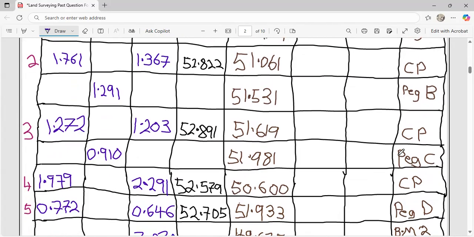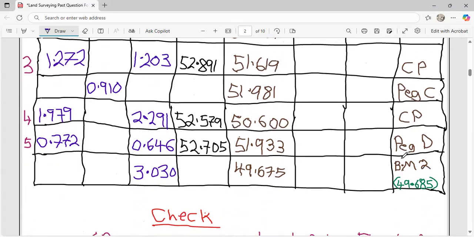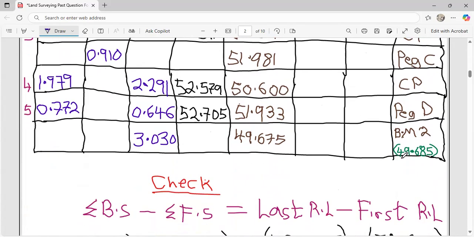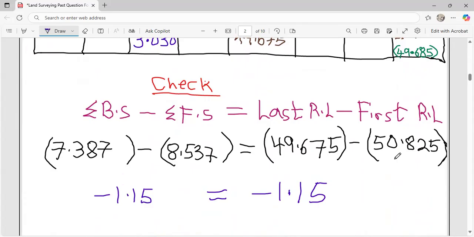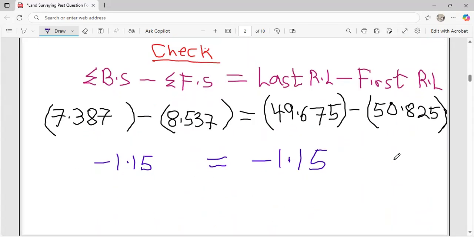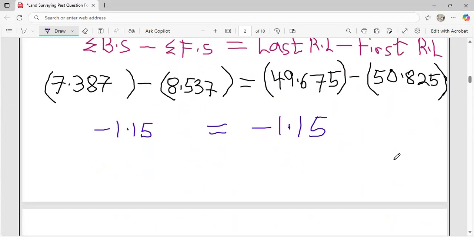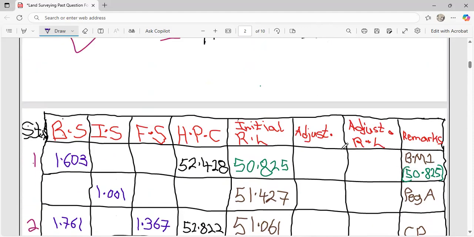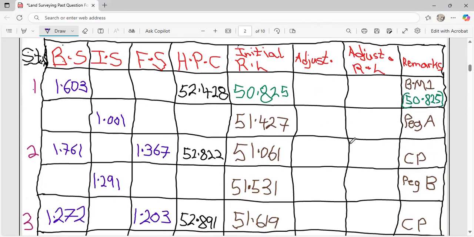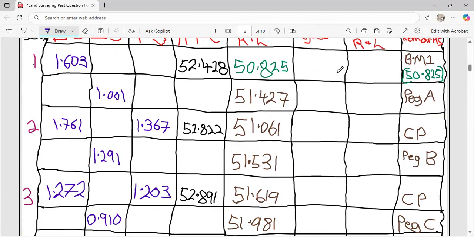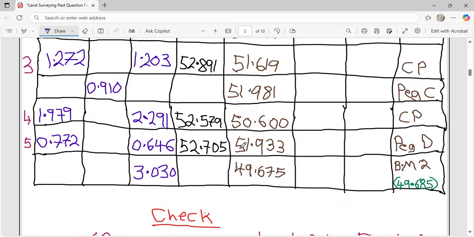Okay, so from there, let's quickly calculate our misclosure so that we can use the misclosure to calculate for adjustment, because we said that our adjustment is equal to the allowable misclosure over the number of backsides. But before we can get the adjustment, we are supposed to know the misclosure first.